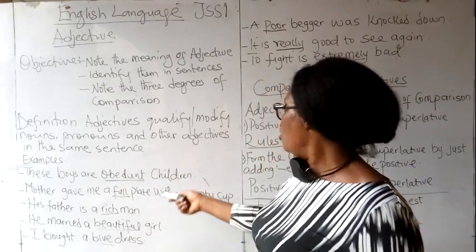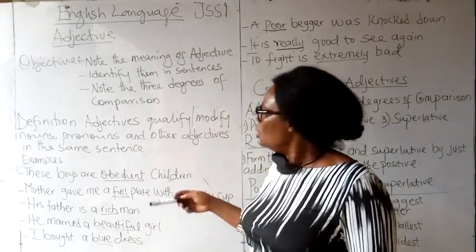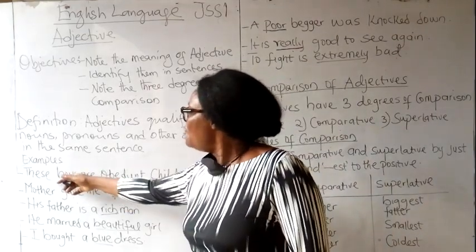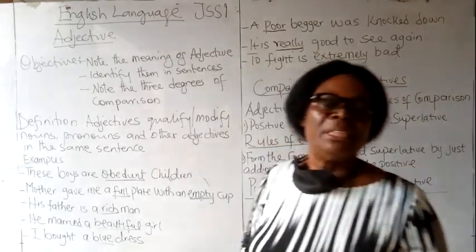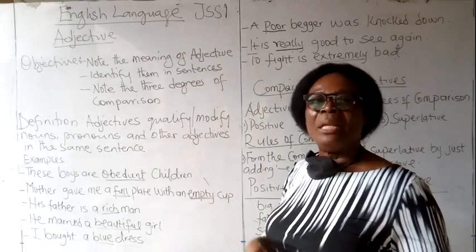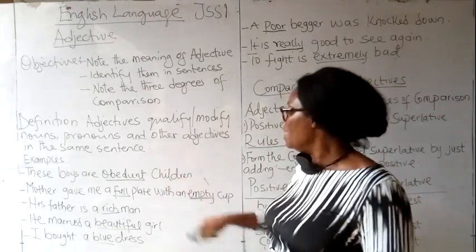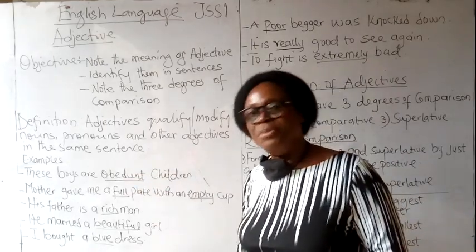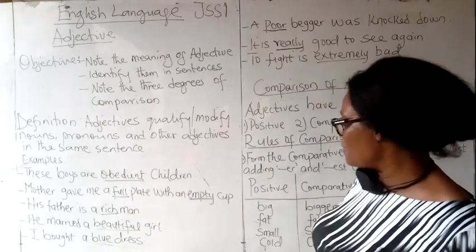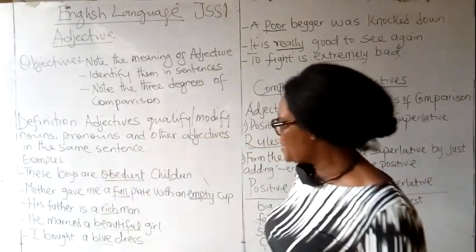These boys are obedient. If you look at this construction, you will notice that obedient is giving you more information about the boy. The boys can be stubborn, the boys can be lousy, the boys can be any other. But in this sentence, it's telling you that the boys are obedient children. So obedient here is an adjective qualifying children or these boys.